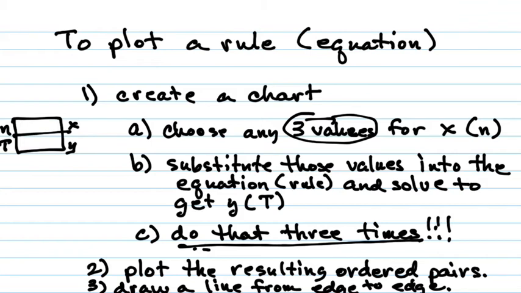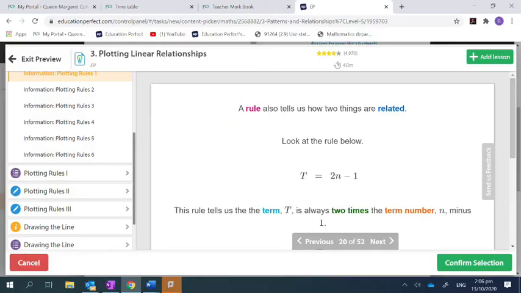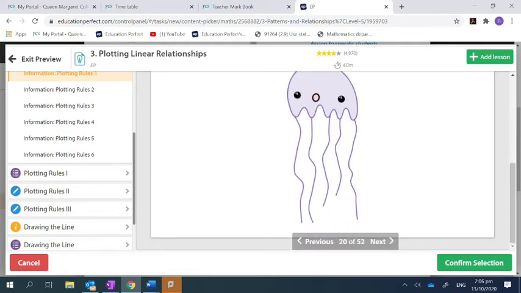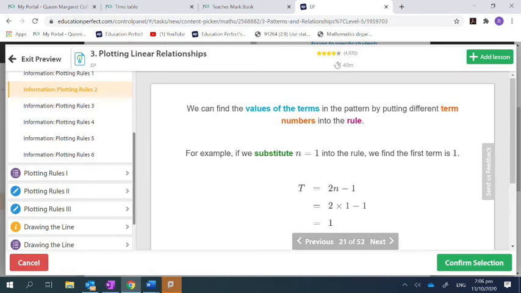Everybody ready to look at some of these? All right. So here we go. So here we have a rule, which is also the same as an equation. We know it's an equation because it has an equal symbol. Excellent. And so we can use that rule to plot the relationship.